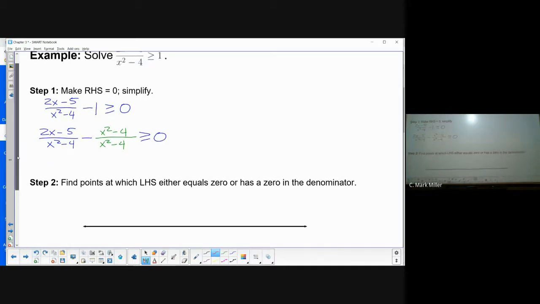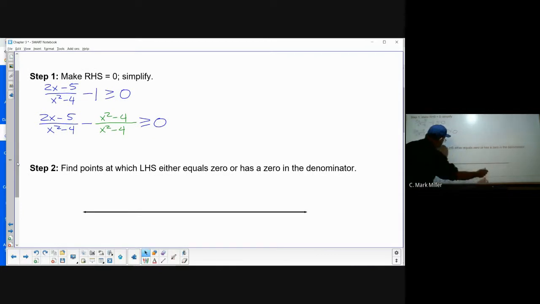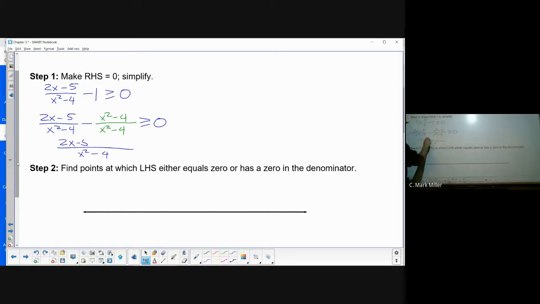Okay. So our next step is going to give us what? I have a common denominator, x squared minus 4. 2x minus 5. I'm about to make a mistake.